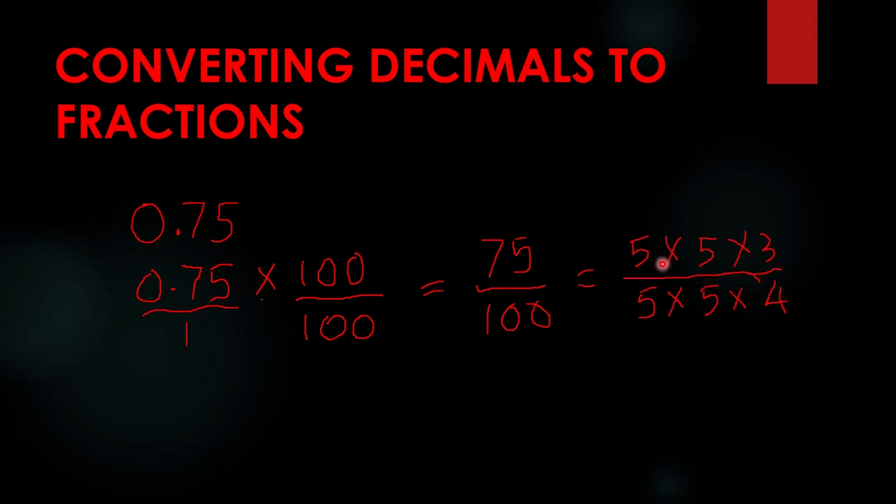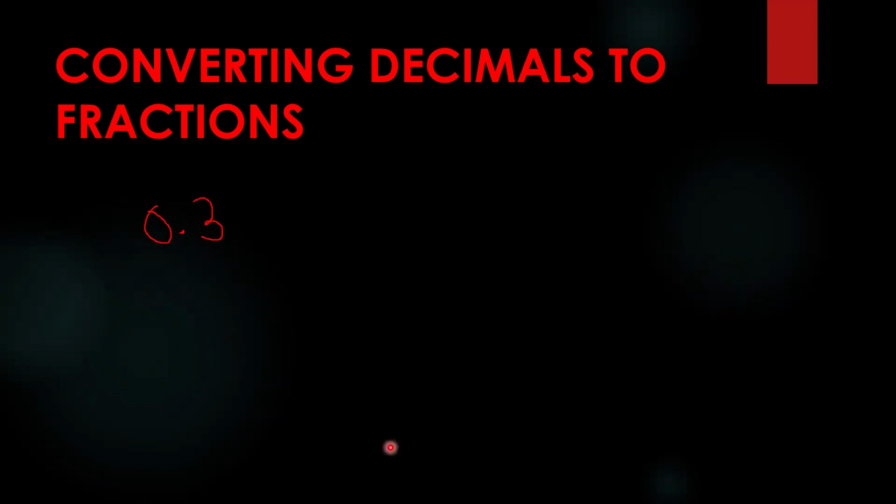But we can also still simplify 75 over 100, because 75 is equal to 5 multiplied by 5 multiplied by 3, and 100 is equal to 5 multiplied by 5 multiplied by 4. So we cross out the factors that are common on both the numerator and the denominator. We can see that we have 5 in the numerator and 5 in the denominator twice, so we cross out the 2. So 0.75 written as a fraction is equal to 3 over 4.